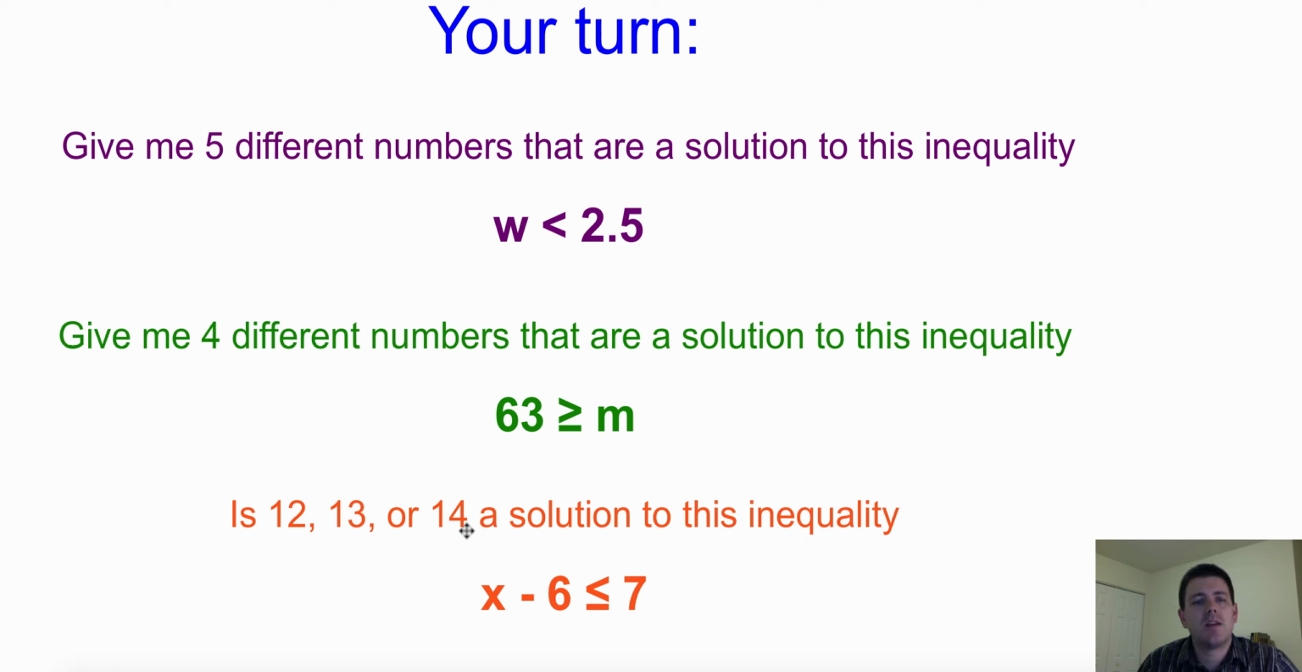And then last, I want you to check, is 12, 13, or 14 a solution to this inequality? So plug each one of them in for x, do the problem and see, is that number minus 6 really less than or equal to 7? It may be that none of them are a solution. It may be that all of them are. It may be that just 1 or 2 of them are. But I want to see that work and how did you check each of those solutions? Start to get an idea of what it means to work with an inequality.